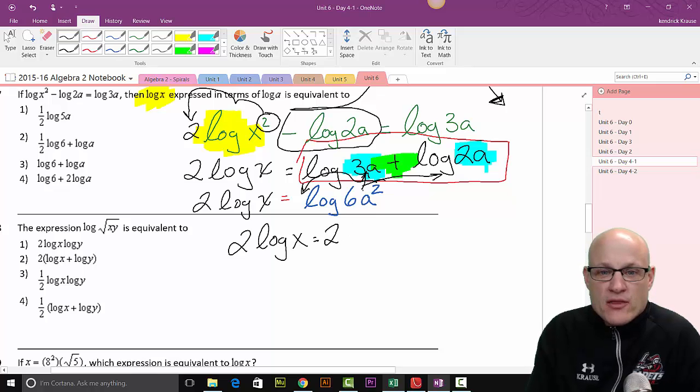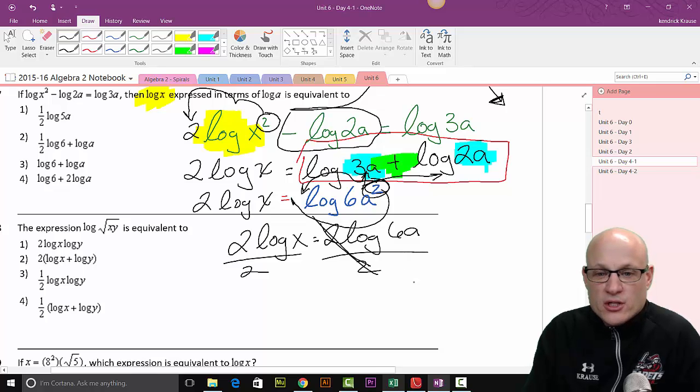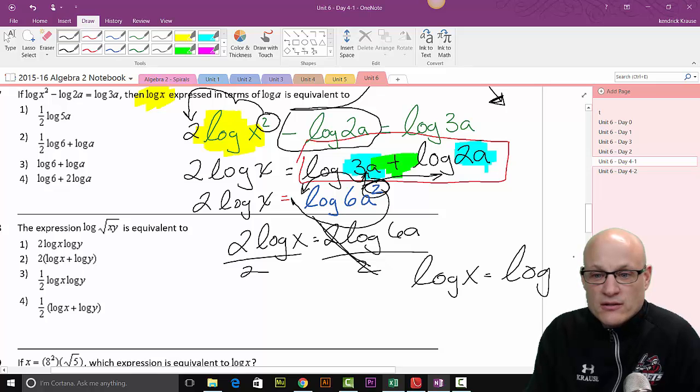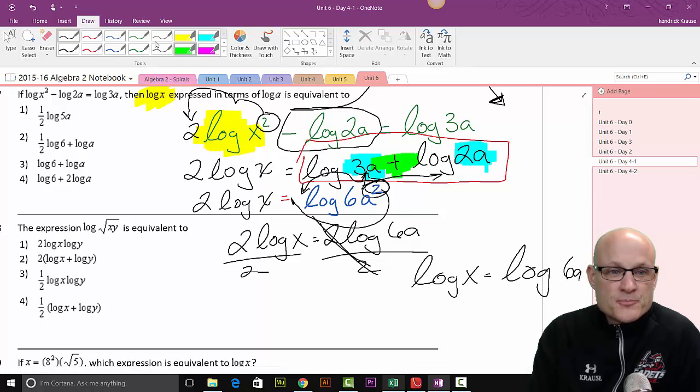So, remember, this 2 slides out front. So, 2 log 6a. So, I just want log x. I divide by 2. I divide by 2. Oh, look, the 2's go. So, log x is equal to log 6a.